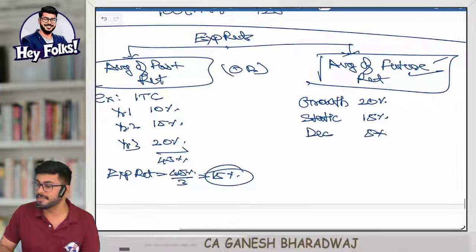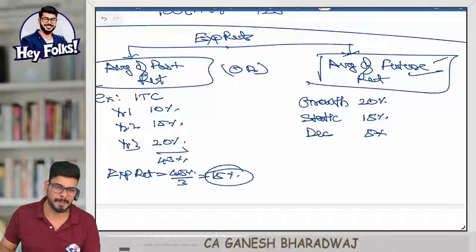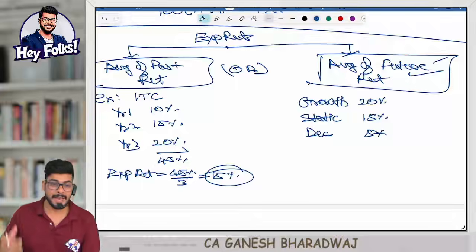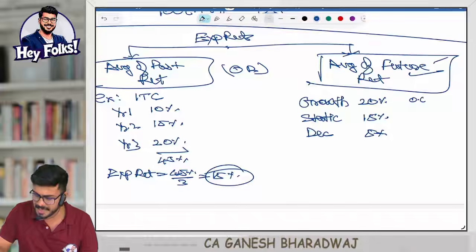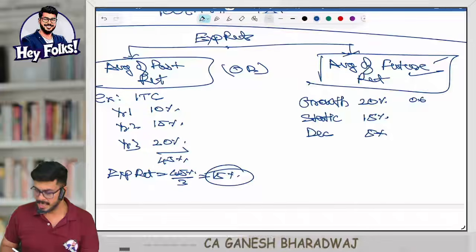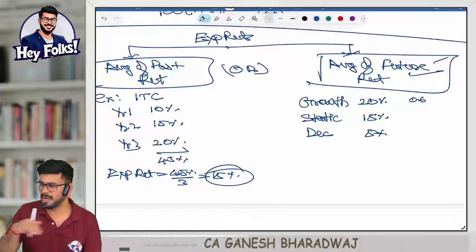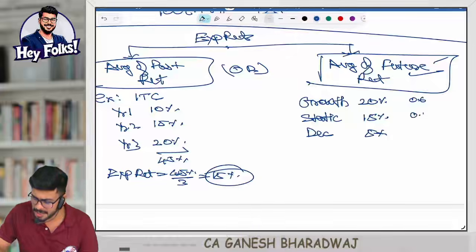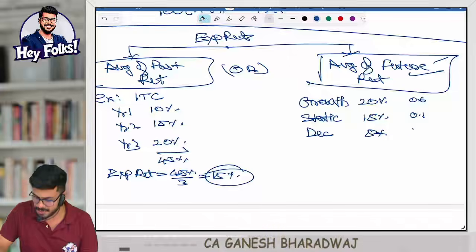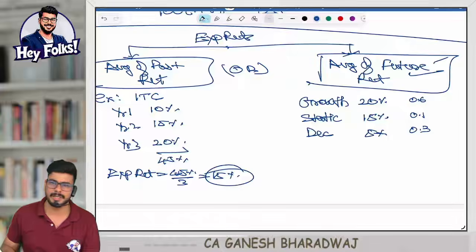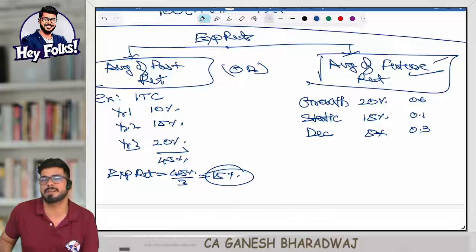Now, this is why we use the concept of probability. When will we use probability? When there is some kind of uncertainty element involved. Now, let us say an expert, an economist, is saying the chances of growth for the next year is 60%. I will say it's 0.6. The chances of the economy remaining static is 10%. I will say it's 0.1. And the chances of my economy declining in the next year is going to be 0.3. Is this clear? So now what will be my expected return for the next year?